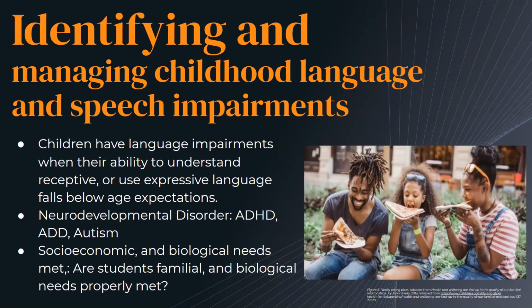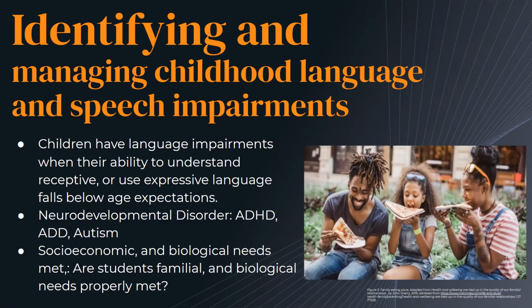Children have language impairments when their ability to understand receptive language falls below the age expectations. There are studies made early on if people are proactive in catching this in their child between the ages of 3 and 6. And language impairments are a part of core symptoms associated with a dysfunction in neurodevelopment.